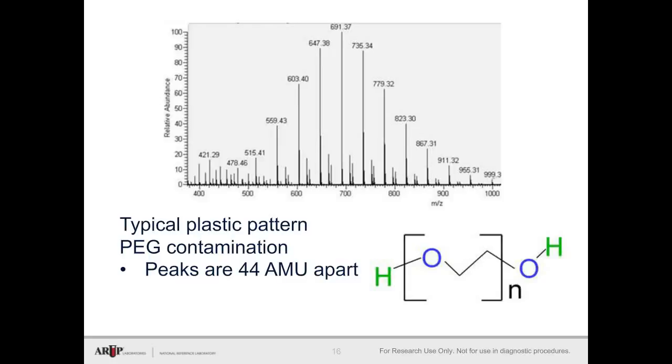This is an example of polyethylene glycol contamination. See the fin pattern? This is characteristic of any sort of plastic contamination. PEG is 44 AMU parts, so it's usually pretty easy to diagnose. And when we see this, we typically have to flush our LCs out and clean everything really thoroughly, and it seems to clear the problem up.